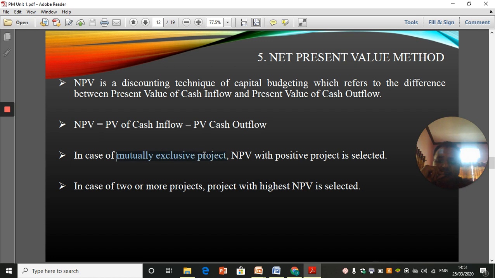For mutually exclusive projects, that means if there is only one project, then a project with positive NPV is selected, and in case of two or more projects, the project with the highest NPV is selected. So NPV should be more than zero. That is very important. It should be positive, and if there is more than one project, then the project with the highest NPV is selected.